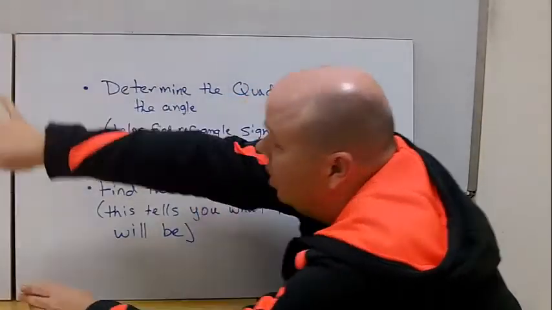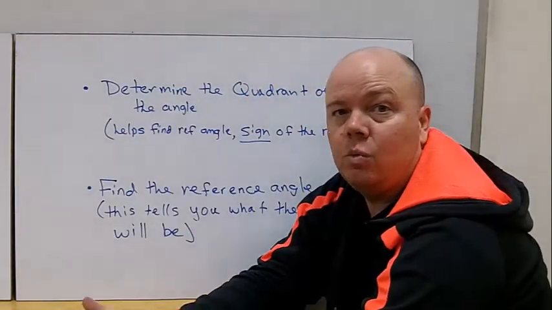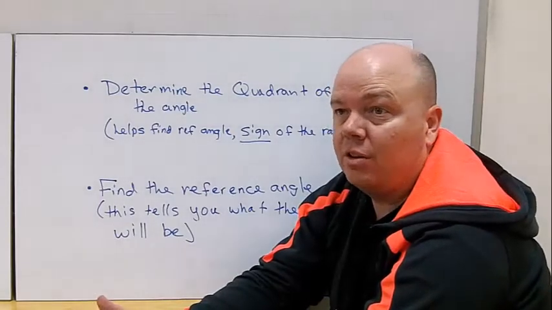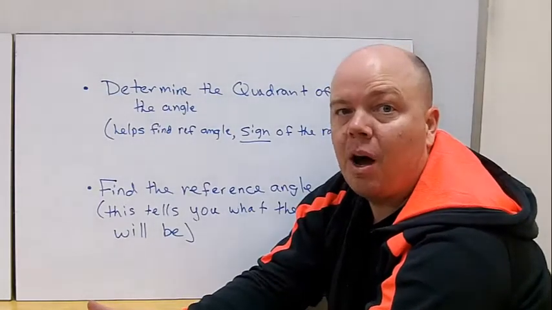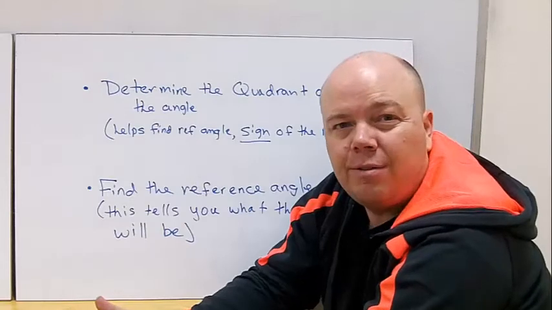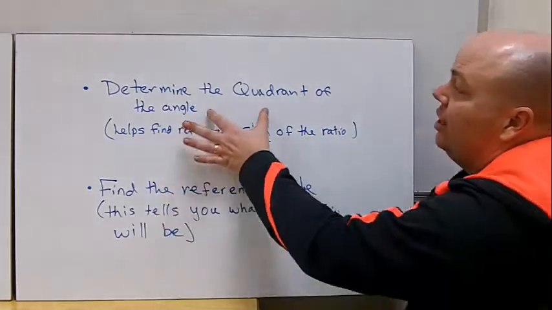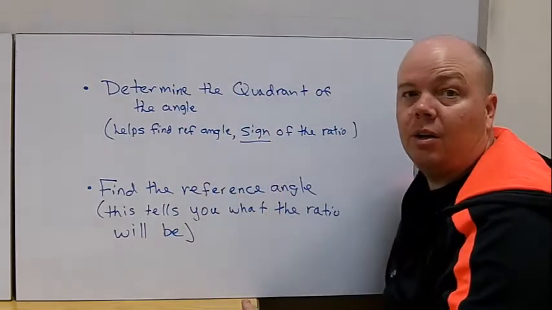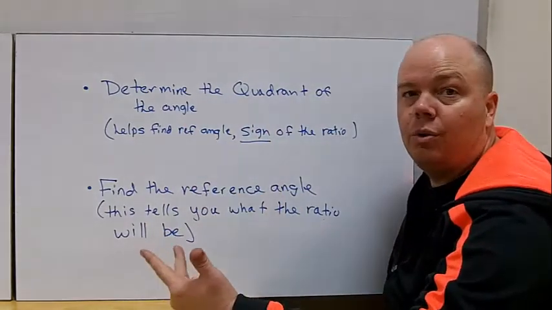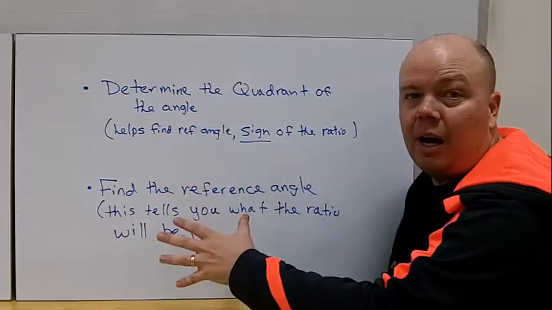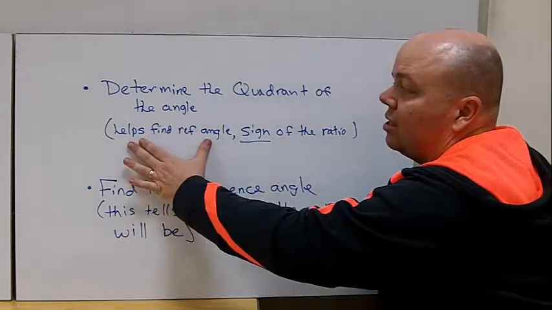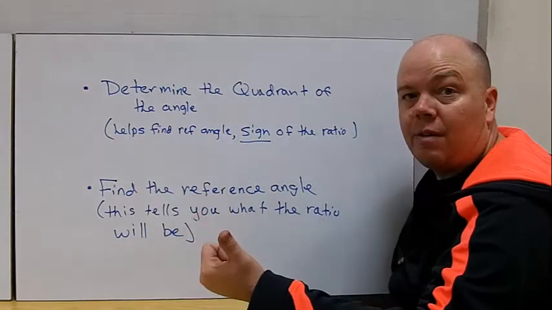When you're trying to find the ratio of a certain angle, so let's say secant of 3 pi over 4, how do you find that? Well, the first thing you need to do is determine which quadrant your angle is in. Is it in quadrant 1, 2, 3, or 4? And I'll show you how to do that. The reason you do this is it helps you find the reference angle.